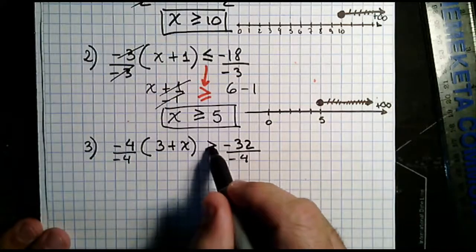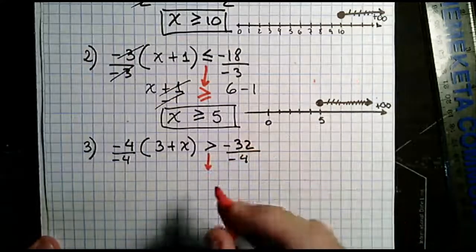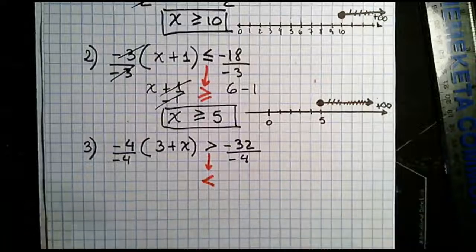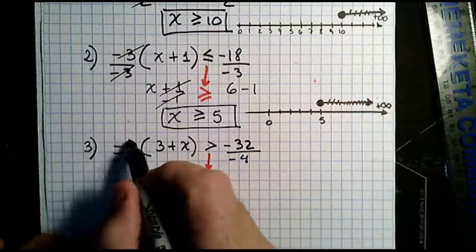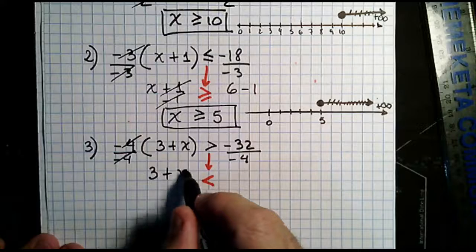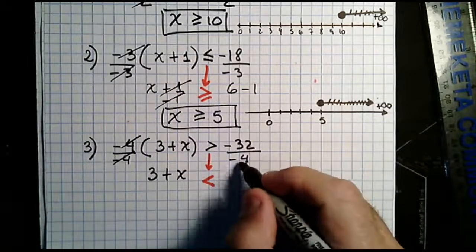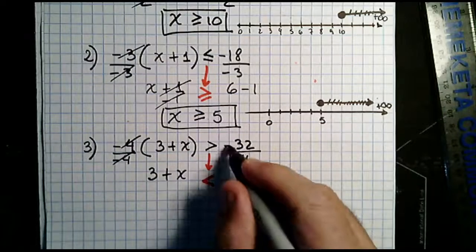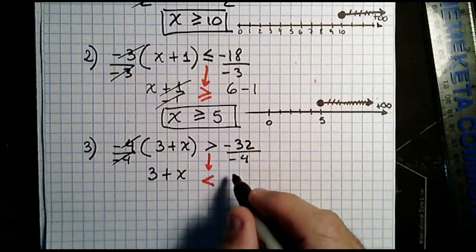So what is going to happen with this one? It's going to flip, in the other direction, so like this, okay? Because I am dividing by a negative number, this one and this one cancel, then I will have 3 plus x, and over there we will have 32 divided by 4. If we do 32 divided by 4, this is positive, because negative divided by negative is positive. 32 divided by 4 is 8.